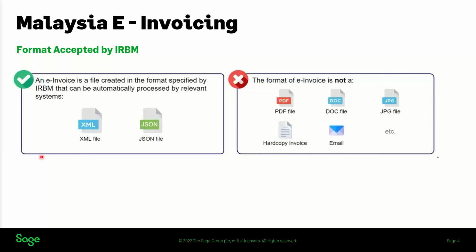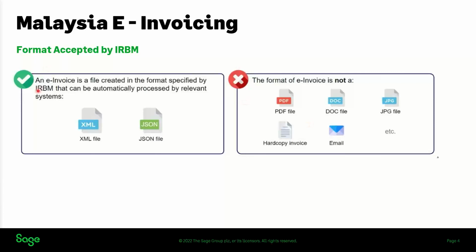So we go to the format that is accepted by IRP, by LHDN. According to them, these are the two formats that are accepted: either an XML file or a JSON file. That means when you send your e-invoice to LHDN, these are the two formats that are allowed. If you send to them in a PDF file, a document file, a Word document, or even Excel or JPEG, or any attachment other than these two, 100% guaranteed your invoice will get rejected.